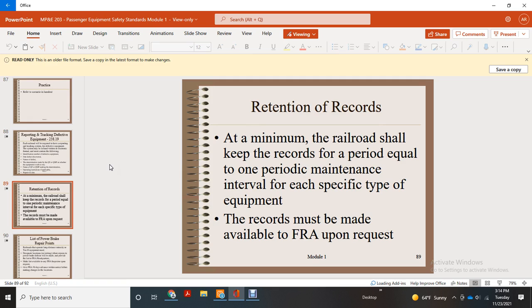Retention of records. At a minimum, the railroad shall keep the records for a period equal to one periodic maintenance interval for each specific type of equipment. The records must be made available to the FRA upon request.